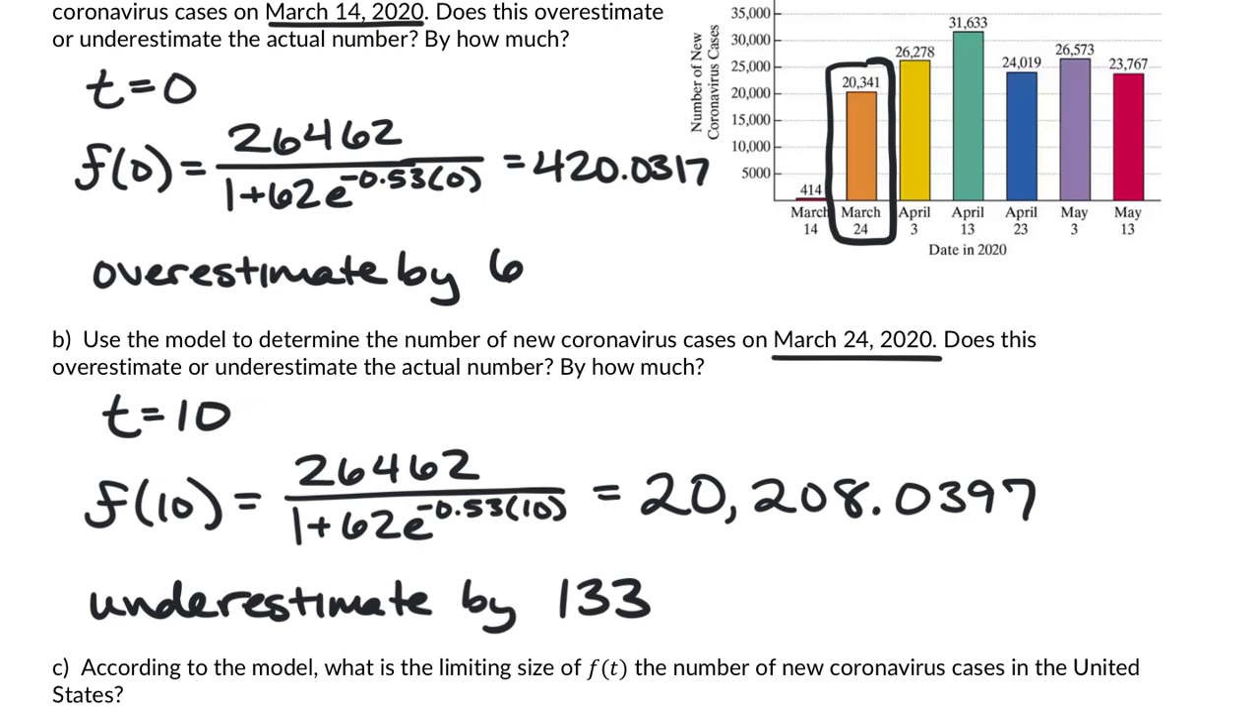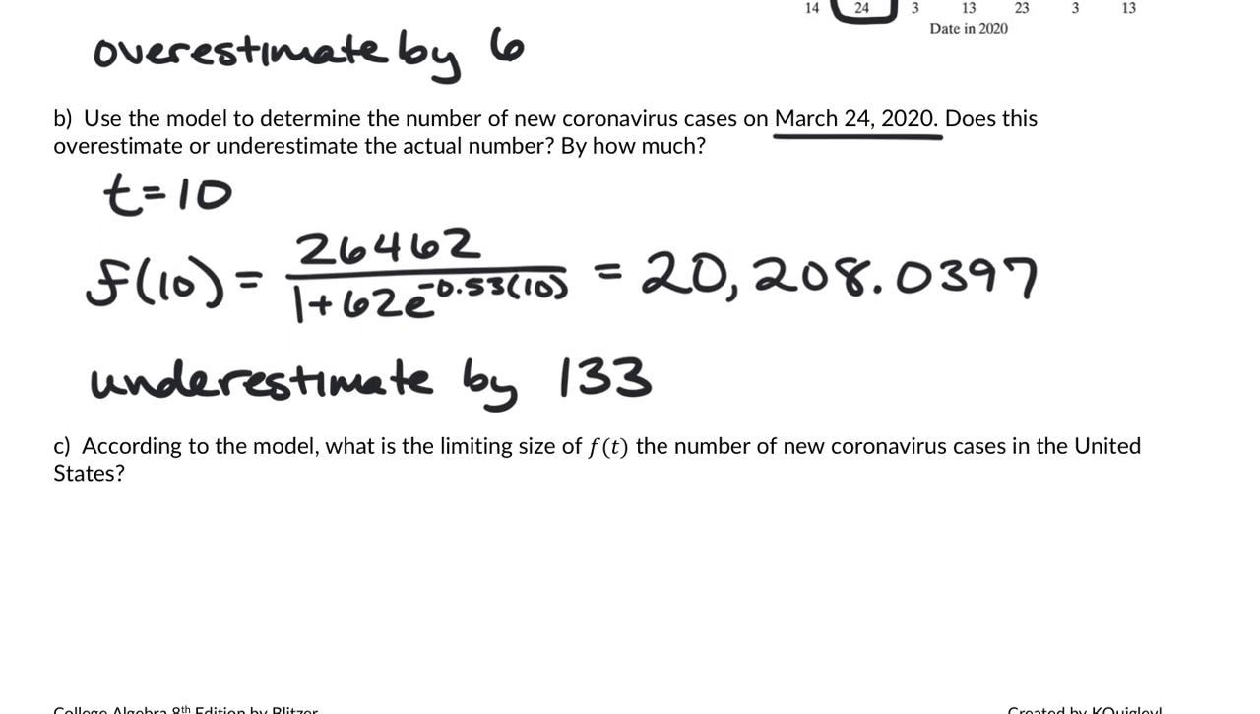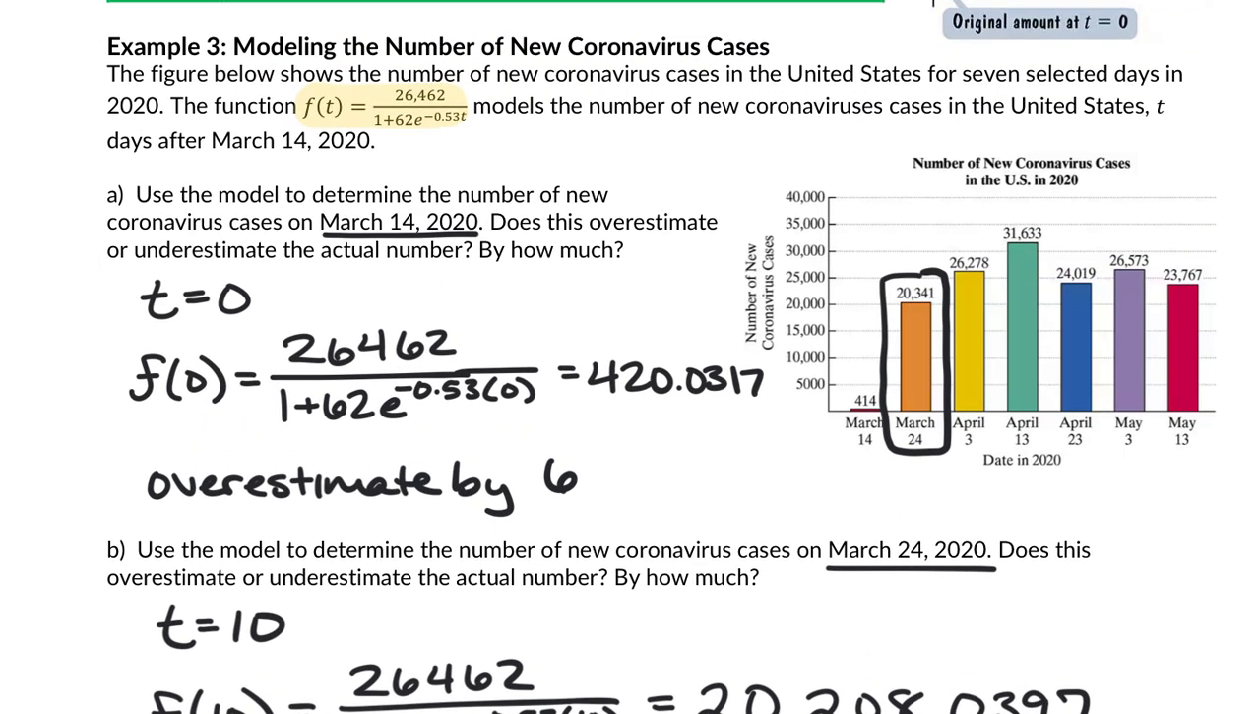Now, part C is going to be something new for us. It's the new vocabulary. It says, according to the model, what is the limiting size of f of t, of the new number of new coronavirus cases in the United States? Limiting size is going to be the location of your horizontal asymptote for this graph. But it's really pretty simple to find because all we have to do is look at the top, the numerator of the function. What is the limiting size here?